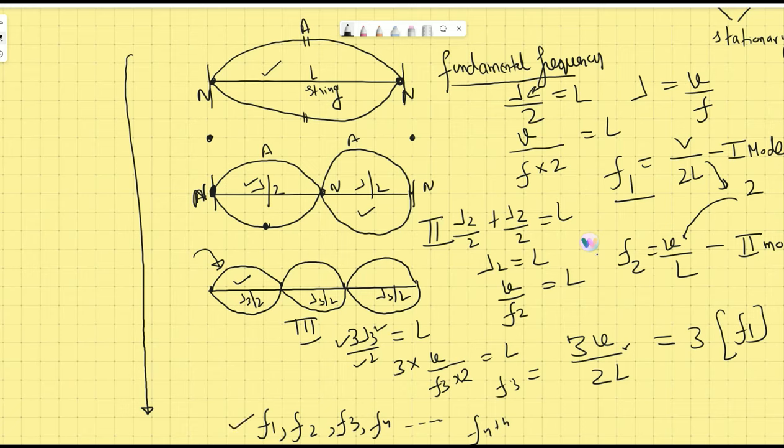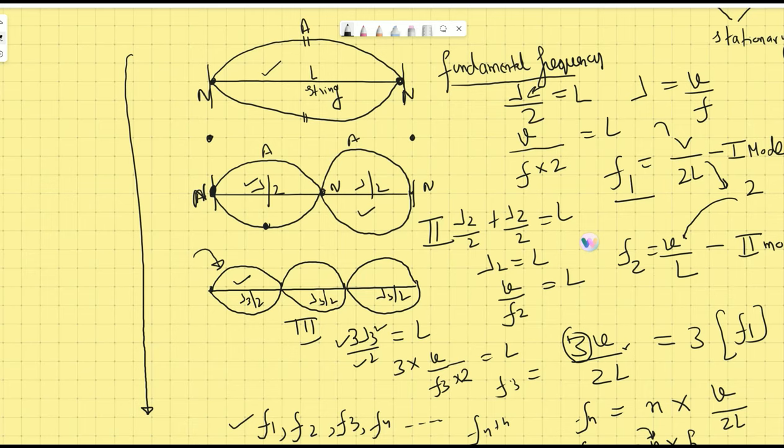So a spectrum of frequency is getting generated, and the nth frequency is given by n times the, as you can see, it is 3 times, so similarly n times the fundamental frequency. The fundamental frequency was this. So n into fundamental frequency. If you have to find the fifth mode, just put n is equal to 5, you will get the answer. So I hope the mathematics is clear to you.